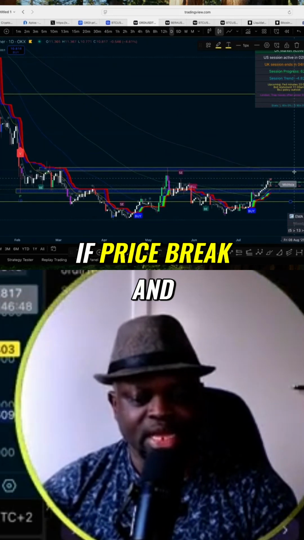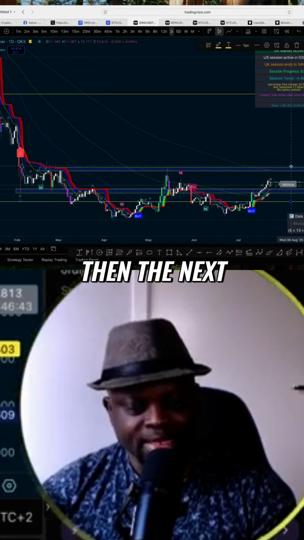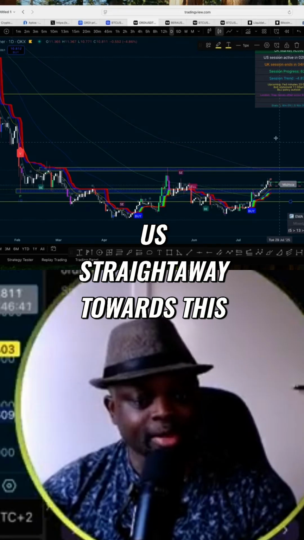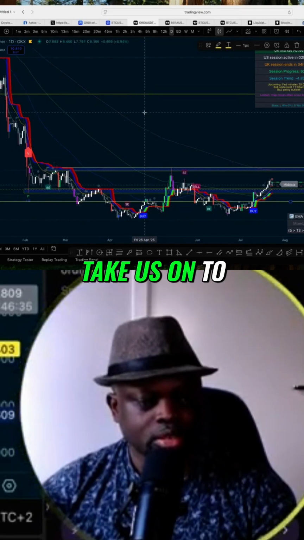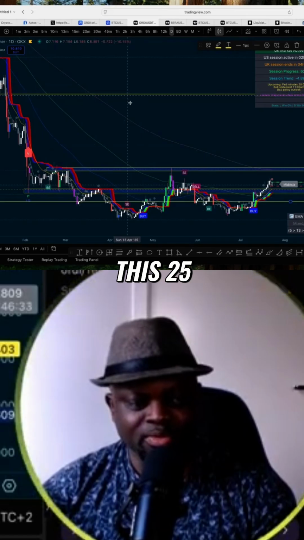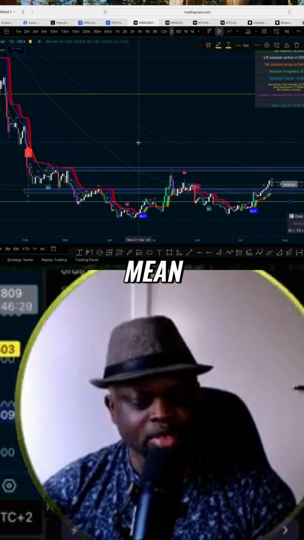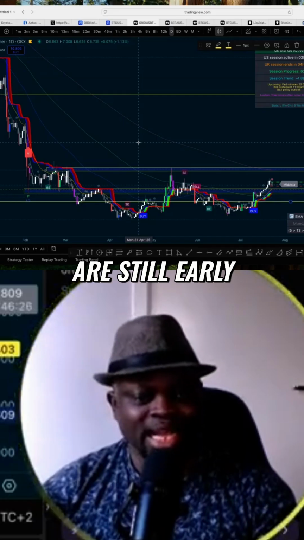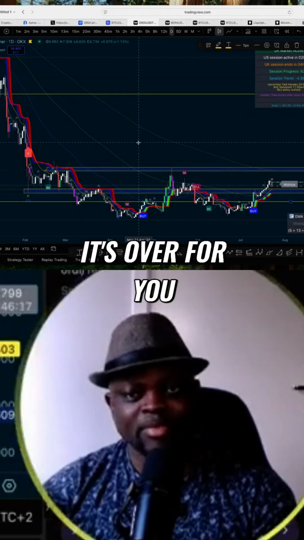Because if price breaks and closes above $13, let's say $14, then the next target should take us straight away towards this resistance here around $21 before it takes us on to this $25, $24 price point. So I'm looking at this on the daily time frame to mean we are still early to get in with this. Don't sit there thinking, oh, it's over for you.